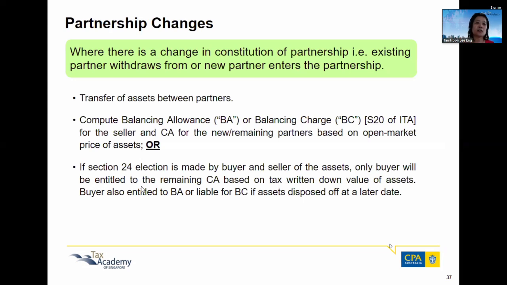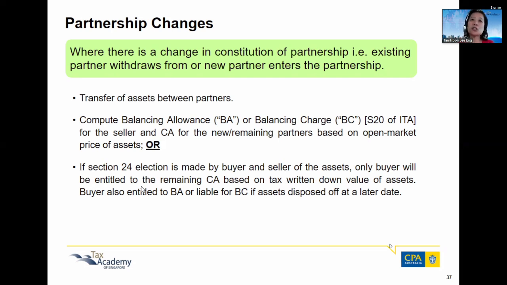So in this slide, we are talking about partnership changes. Change can occur in a partnership. So what happened? We look at the assets. The assets are deemed as sold to the new partners at open market price. Because a partner can come in, a partner can go out, correct? So there are changes. What happened to the asset is that it's deemed as sold to the partner who comes in, the new partners.